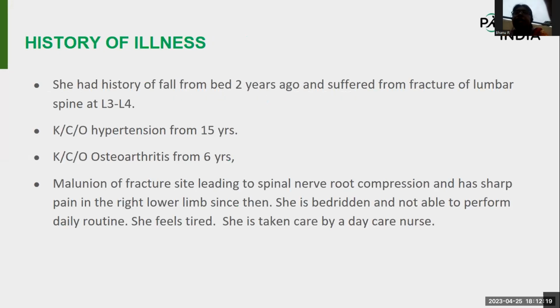History of illness: she had a history of fall from bed 2 years ago and suffered a fracture of the lumbar spine at L3, L4. She is a known case of hypertension for 15 years and osteoarthritis for 6 years. She has malunion of the fracture site leading to spinal nerve root compression and sharp pain in the right lower limb. Since then, she is bedridden and not able to perform her daily routine. She feels tired. She is taken care of by a daycare nurse.